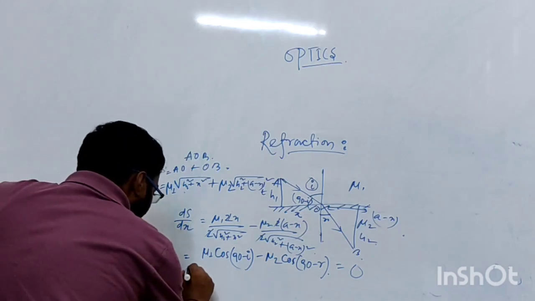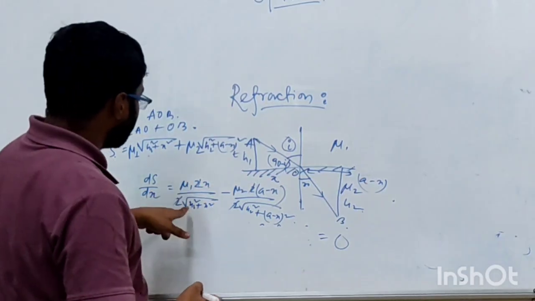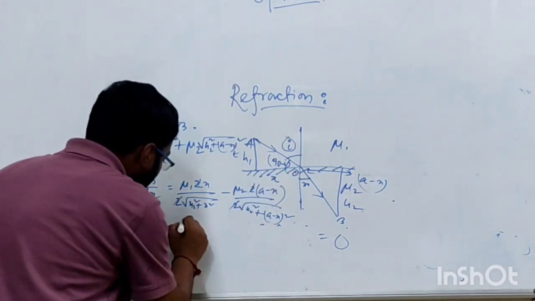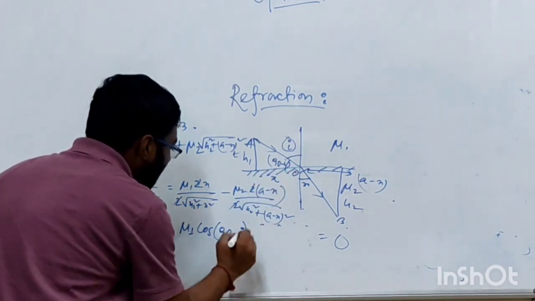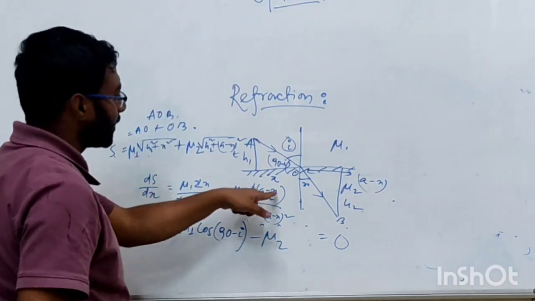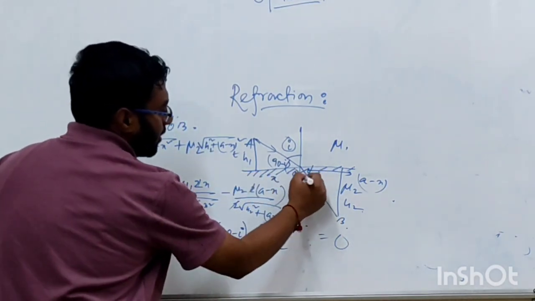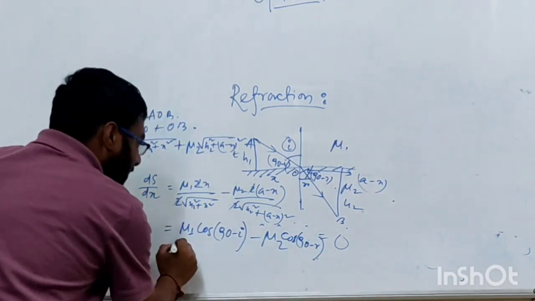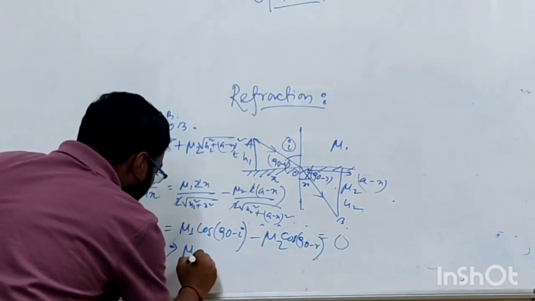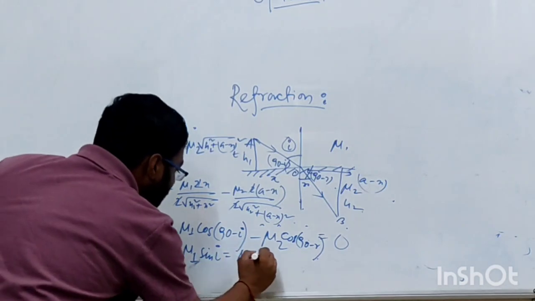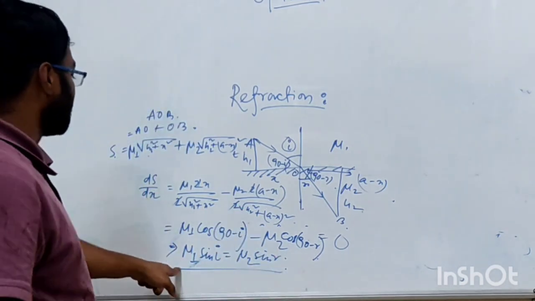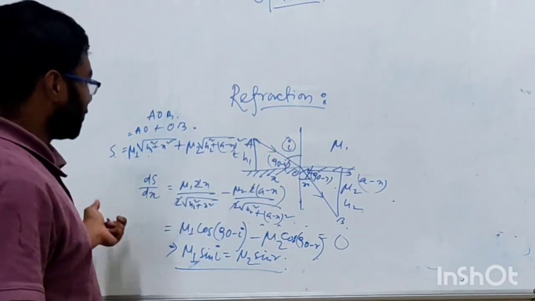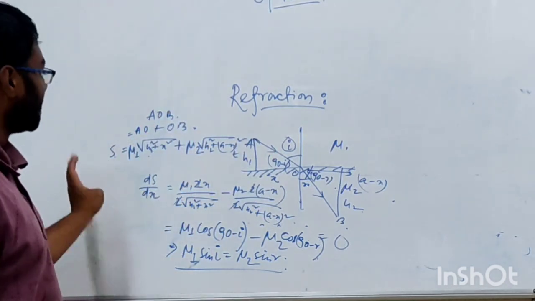So we can say that mu1 into x by root over H1 square plus X square, that is mu1 into cos of 90 minus I, minus mu2 into cos of 90 minus R. So we can write that mu1 into sin I equals mu2 into sin R. That is the formula of refraction. So using Fermat's principle, we can prove the formula of refraction as well as reflection. This is all for today's class.